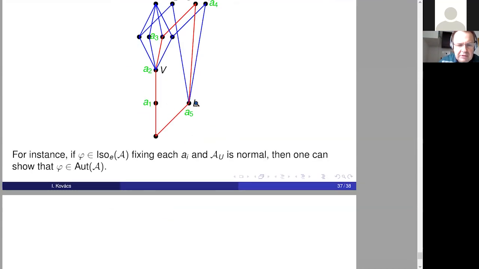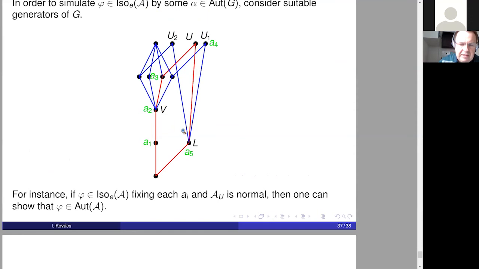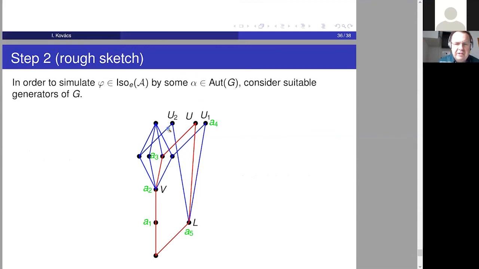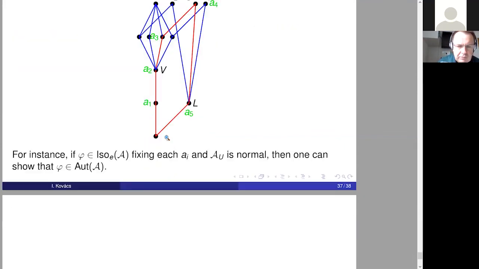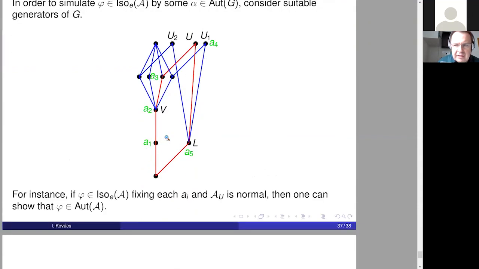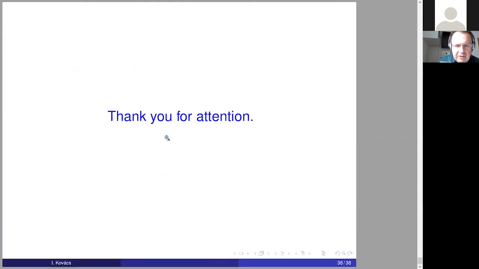So for example, if f is a normalized isomorphism, and assuming that AU is also normal, and this isomorphism fixes it, one can prove, and we show that in that case f should be an automorphism of A. And in this case you have to use a lot of things, like if AU is normal and fixes this, then it should be the identity, and many techniques. It's really technical, computational. And this is my last slide basically, and I just would like to thank you for the attention.